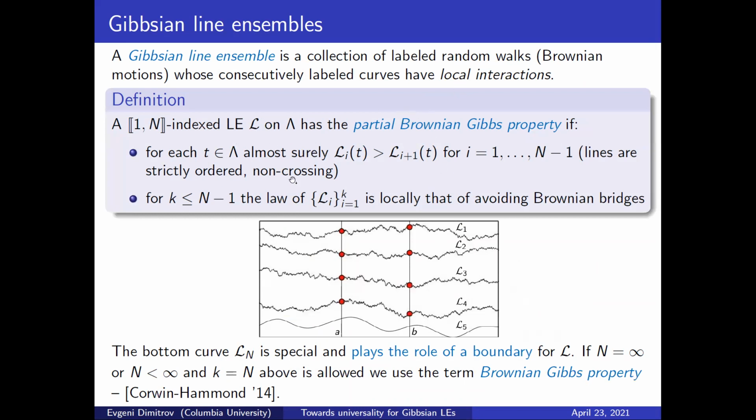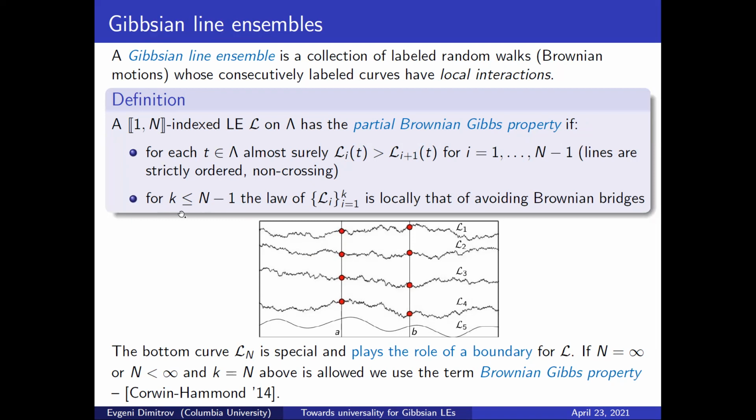This is an example of a Gibbs property for a continuous line ensemble. It's called the partial Brownian Gibbs property. We say that the line ensemble satisfies this property if it satisfies 2 conditions. The first condition is that the curves need to be strictly ordered. So L1 needs to be on the top, then L2 needs to be strictly below that, L3 is below that, and so on.